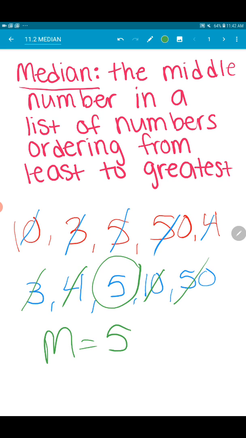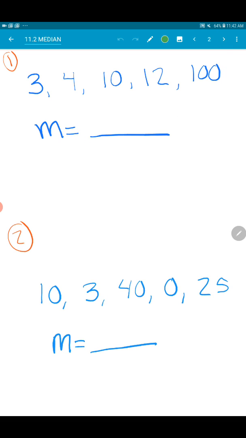So median is pretty simple. I always remember median as middle. So I want you to try these 2 practice problems. So first make sure they're in order from least to greatest, then find the middle number. I'm going to go ahead and give you about a minute to do this.